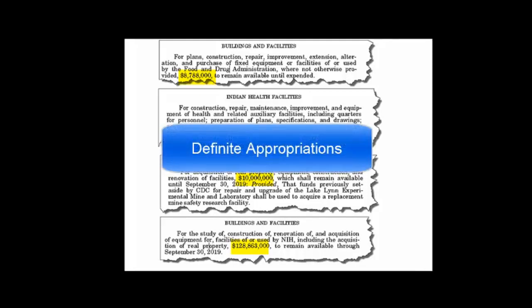Now, let's take a look at amount. We can see from some of these examples that the amount typically follows the purpose in the appropriation language. In these cases, the amount is clearly stated. So, we refer to these as definite appropriations. But what if the amount is not specifically stated?